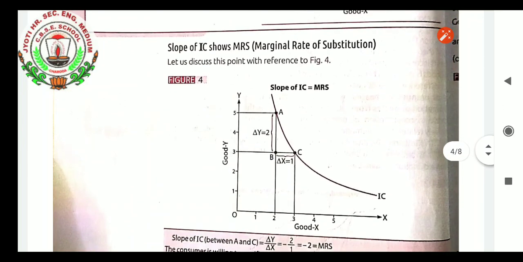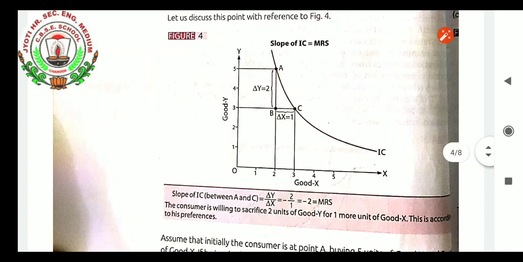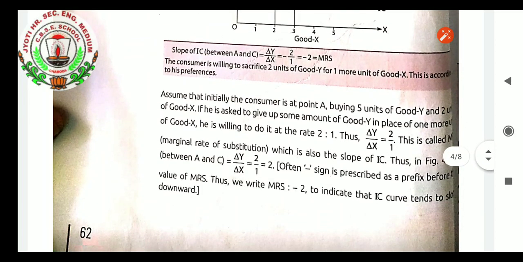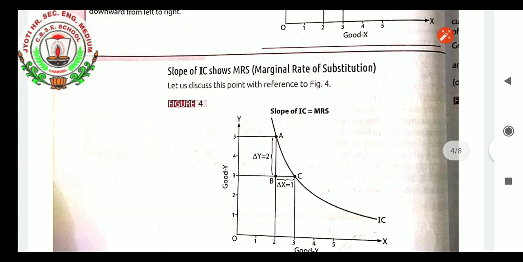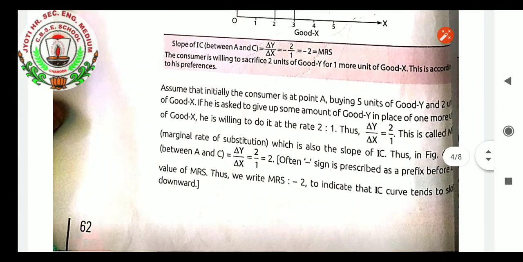You can see there A and C, the substitution is there. Change in Y, that is 2 units, has been reduced to gain 1 more unit of X product. So here, when we put it in the formula, we will get minus 2 upon 1 equals minus 2. That is the marginal rate of substitution. We have sacrificed 2 units of Y commodity so as to gain 1 more unit of X commodity. So that is the satisfaction level.